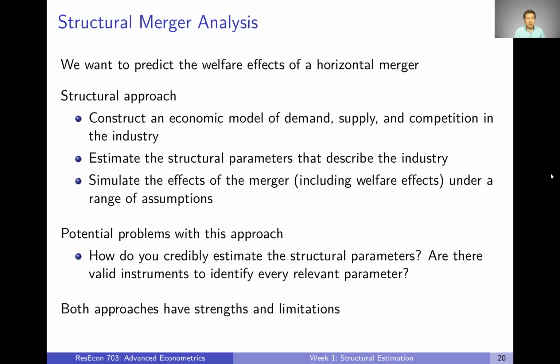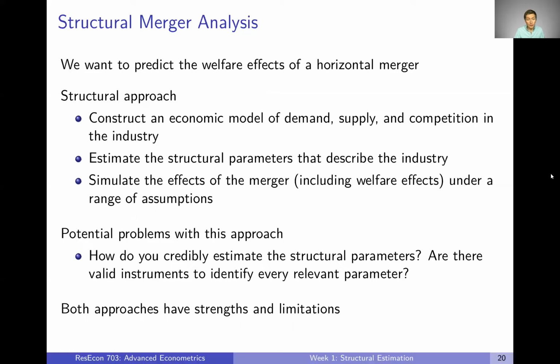All right, but what can structure get us on this problem? Once again, we want to predict the welfare effects of a horizontal merger. Using structure, we can construct an economic model of demand, supply, and competition in this industry. We're going to write down the model of what demand looks like, supply, competition. We're going to have some kind of an equilibrium concept of how this market clears.